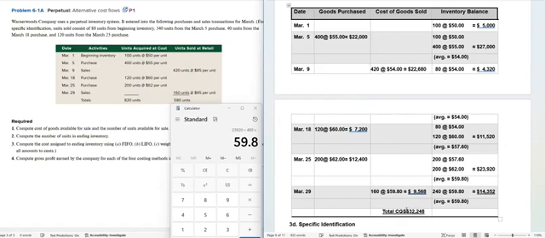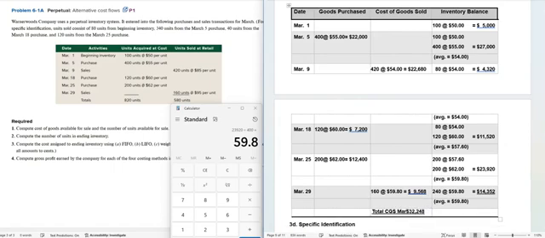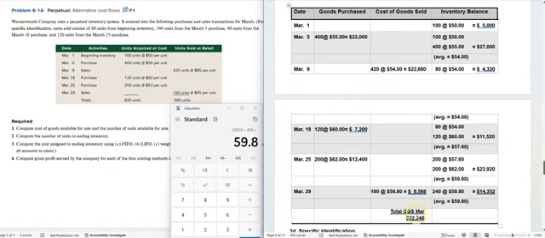Total cost of goods sold for March using this method is going to be $32,248. My ending inventory under this method is $14,352.